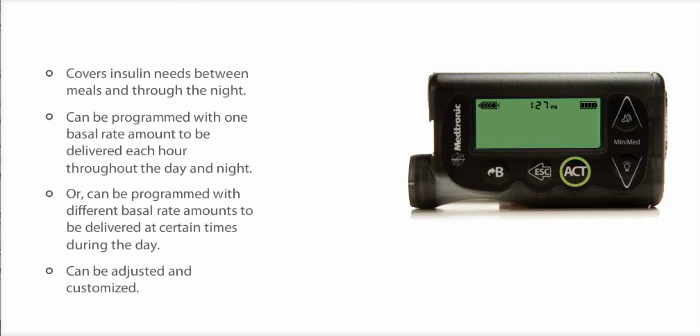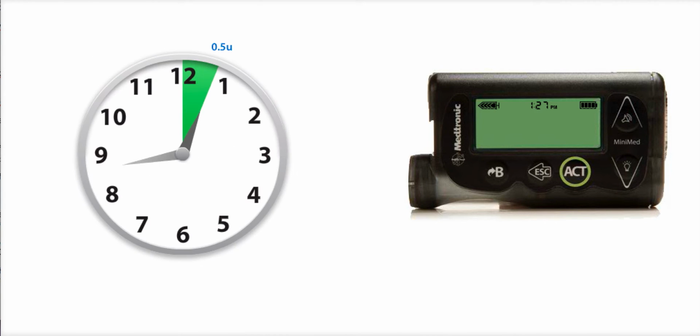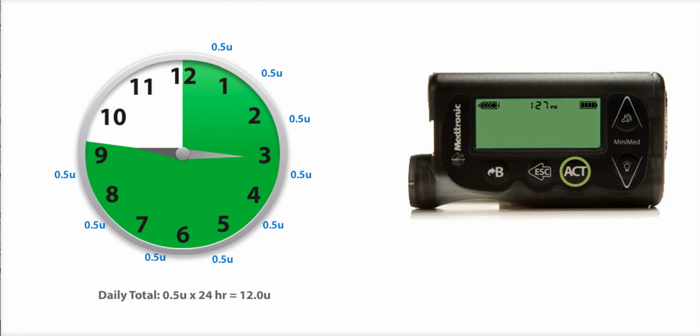When you first start on your pump, you will most likely start with just one basal rate. The pump will deliver that exact basal amount evenly over each hour, 24 hours a day. For example, if your starting basal rate is 0.5 or a half unit, your pump would deliver a half a unit of insulin each hour.